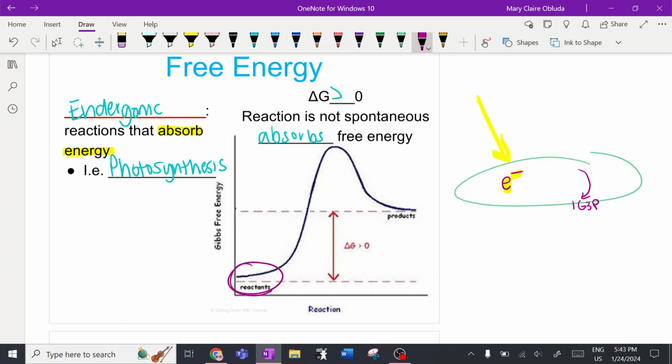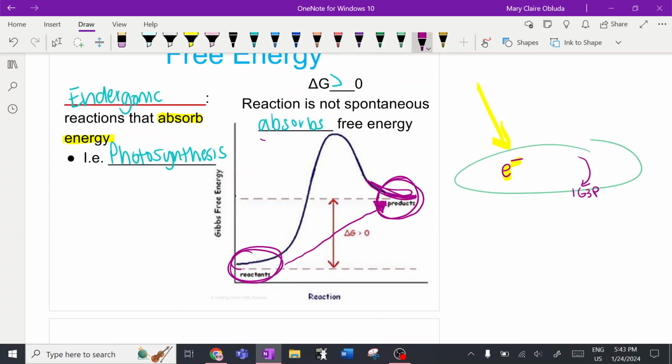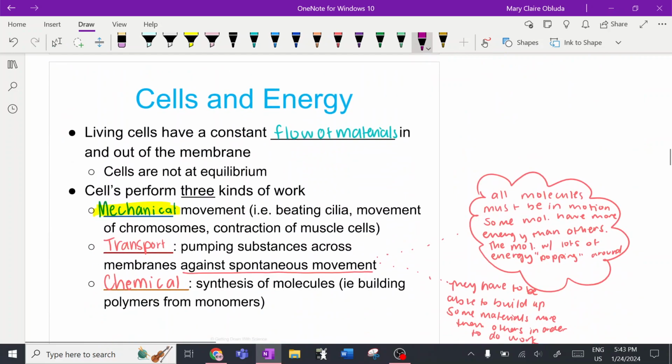So the reactants have a much lower energy level than the products. So that's why it takes energy to do these reactions. It takes energy to store energy in the product. See, we have less stored in the reactants, so we have to take energy. We have to take energy and put it in the reactants to get the products having a higher energy level. See, it absorbs energy. Okay.